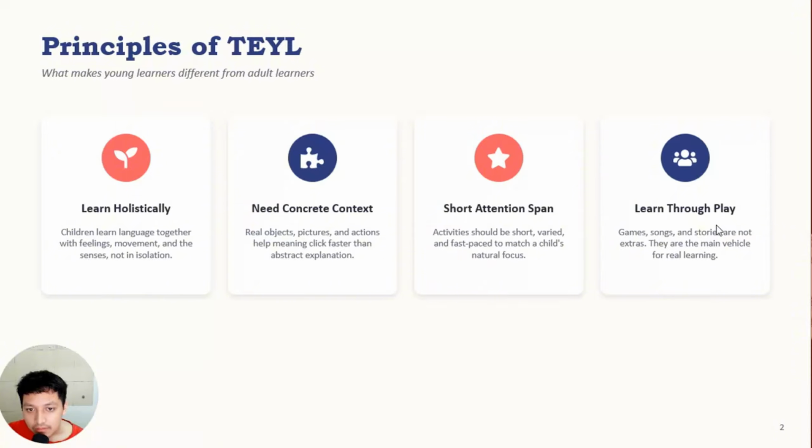Next is learn through play. And this is important for young learners. Playing is not just a break time activity. Play actually is how they learn best. Songs, games, stories. These are the main method, not just bonus.